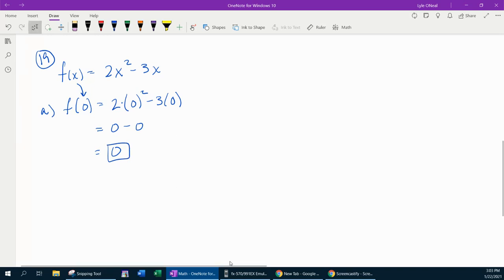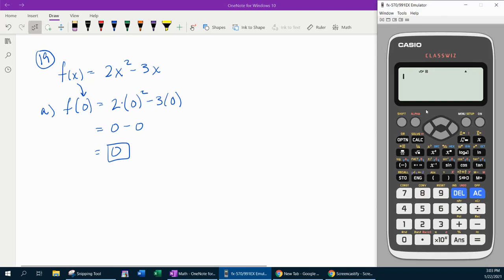Now, to show you how to do that electronically, on my handy dandy Casio ClassWiz, we're simply going to input 2 times 0 squared minus 3 times 0. And do you see I can input that exactly the way it looks over here in my scratch work, and it gives me a 0. So there's how to do that electronically.